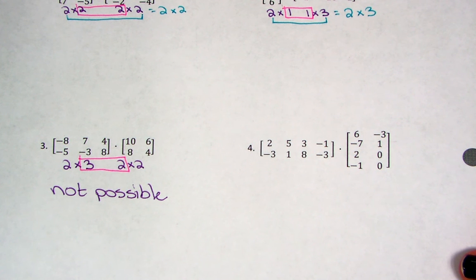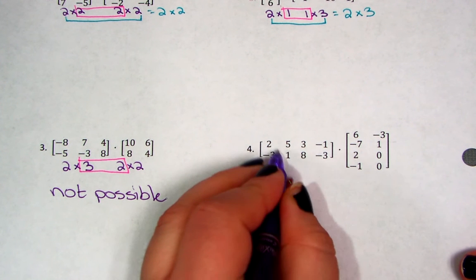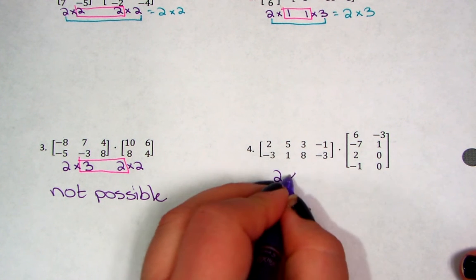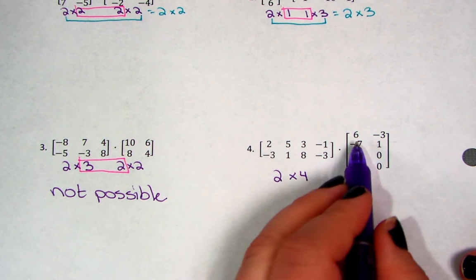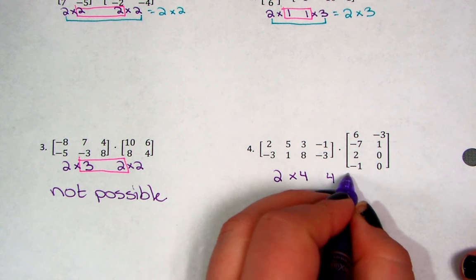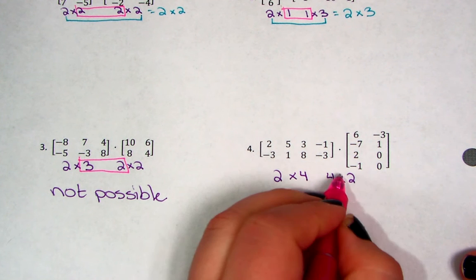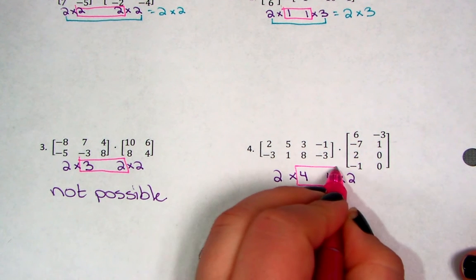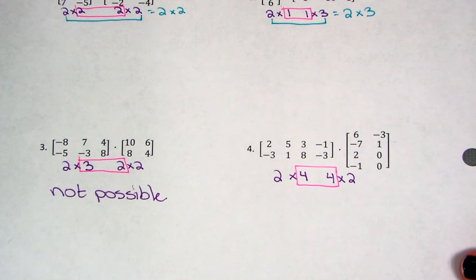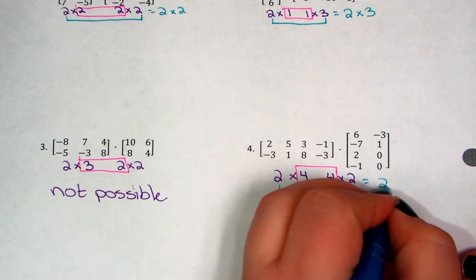Let's take a look at the last example. This is a 2 row and a 4 column matrix. This is a 4 row and 2 column matrix. Since those middles match, we're able to multiply, and the answer matrix will have dimensions of 2 by 2.